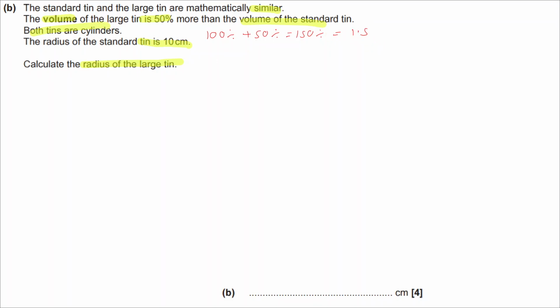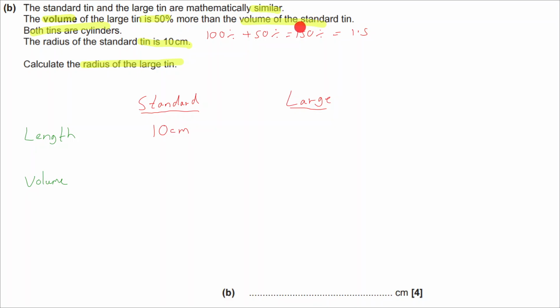Now, let's write out what is going on here. You've got the standard tin, and you've got the large tin. You know that the radius of the standard tin is 10 centimeters. Importantly, this here is a length. 10 centimeters is a length. We are also being given some volumes, because it says that the volume of the larger tin is 50% more than the standard tin.